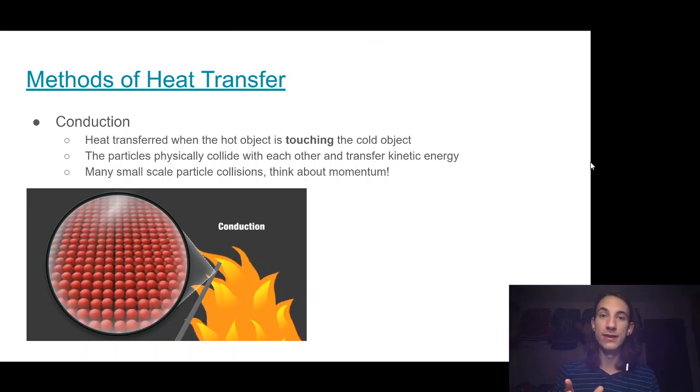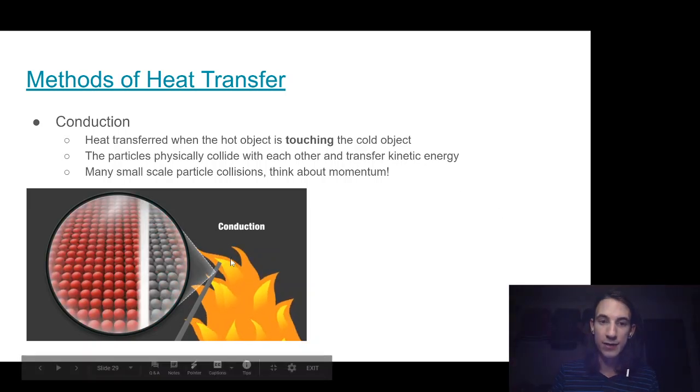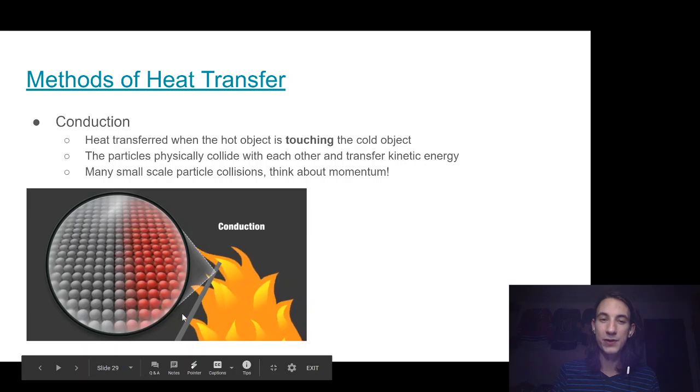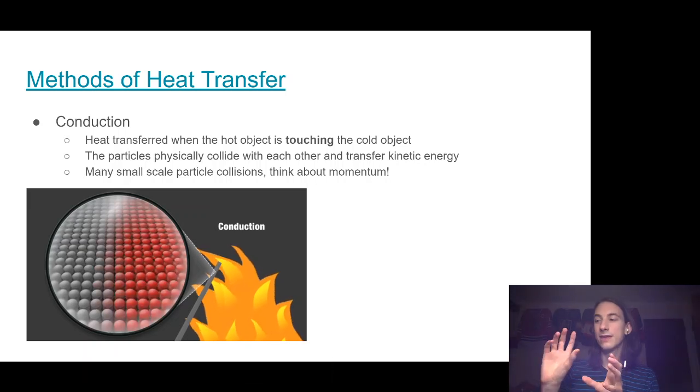So the first method that we're going to look at is conduction. Conduction is when heat is transferred when the objects are actually touching. So the hot object is physically touching the cool object. If you look at this image, it looks a little bit weird, but that's a stick that a person put a marshmallow on. So the one end of the stick is getting warm, the other end of the stick is colder. So we have the warmer side of our stick physically touching the colder side of our stick. So when we're dealing with heat transfer from conduction, the particles are physically colliding with each other.